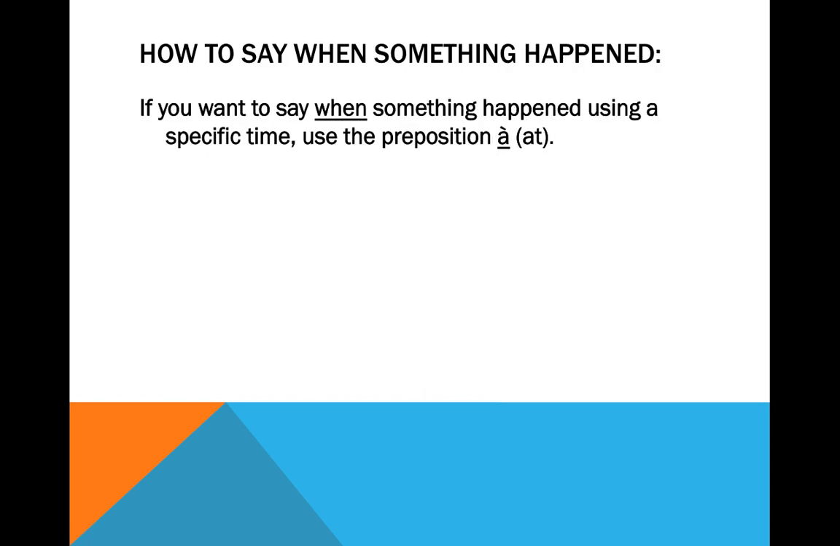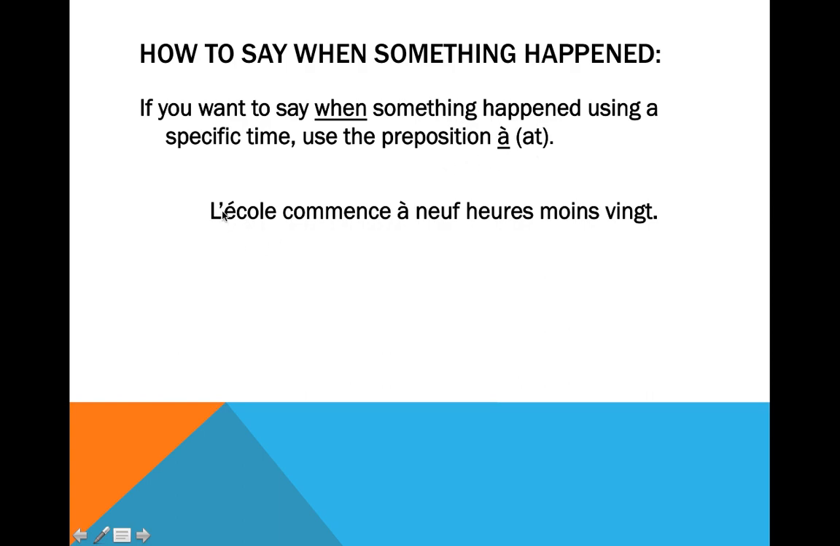If you want to use this telling time to describe when something specifically happened, you're going to use the preposition à, which in English means either at, to, or in, which in telling time it makes the most sense to put it next to at. So for example, you could say l'école commence à 9h moins 20. So we know l'école, ça veut dire school. Commence, that comes from our regular ER verb, commencer, which means to start. Now we have à, which we know means at. 9h moins 20. We have the moins, which means less, so we know it's 9 hours minus 20.